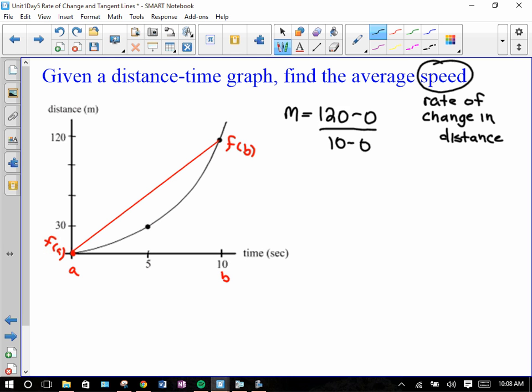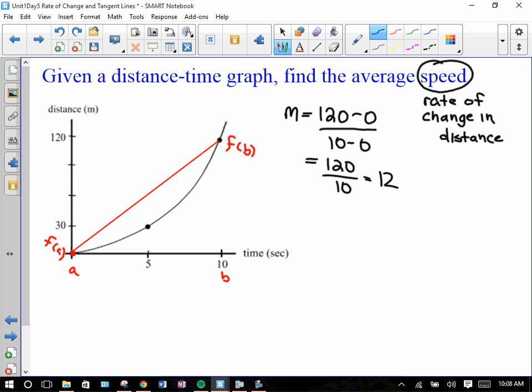Okay, so the average speed is the average rate of change in distance. So what we're doing is we're finding that rate of change in distance. So what we do here, 120 minus 0 is 120 divided by 10, which is equal to 12.